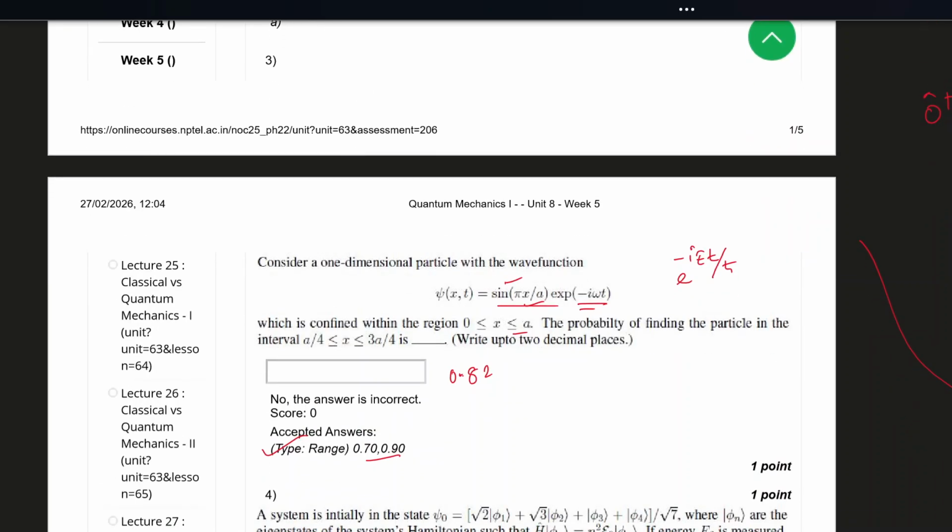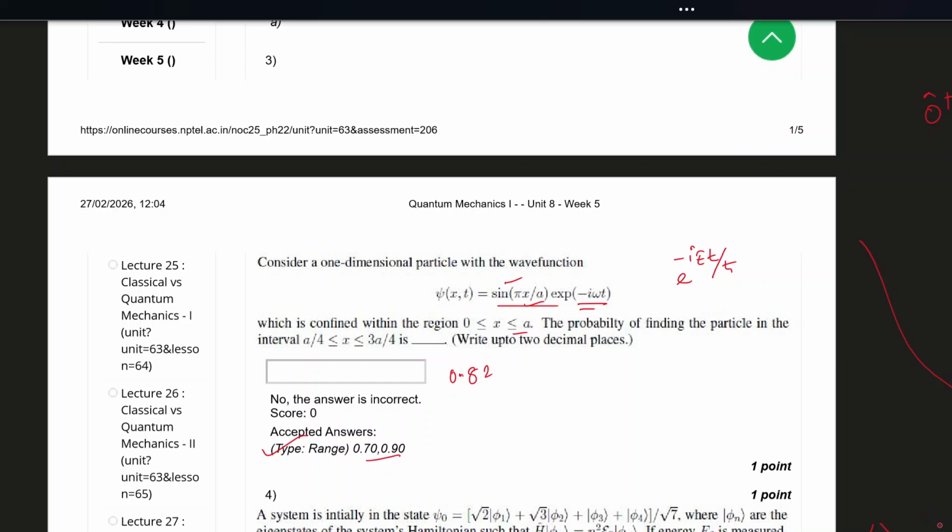Now question number 4 is: a system is initially in the state psi naught, which is given as a combination of phi 1 to phi 4, and the phi n's are the eigenstates of the system's Hamiltonian such that H acting on phi n gives n squared epsilon naught phi n. If the energy E2 is measured, its value and the probability will be respectively what? So let us solve it here only, because there is enough space for solving it.